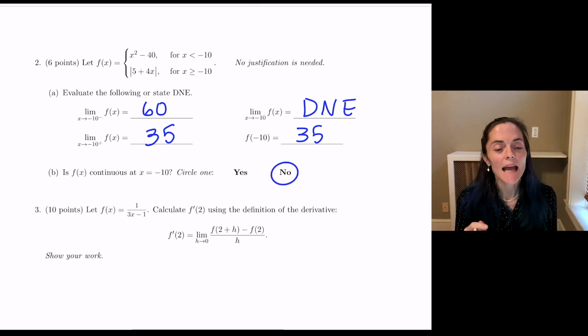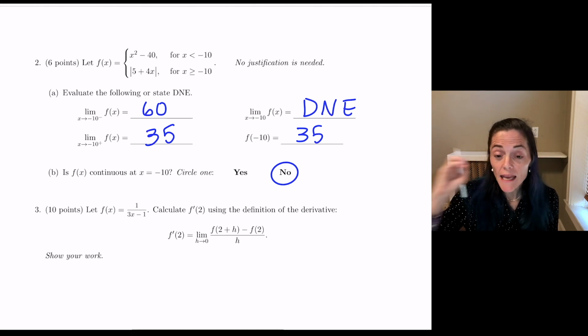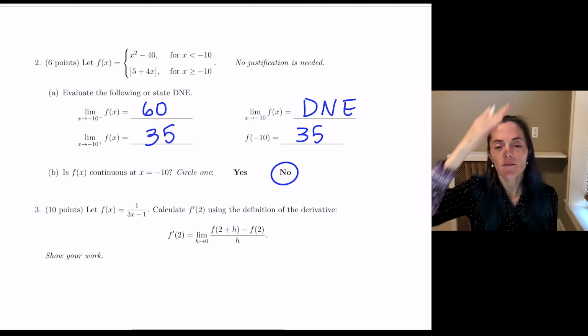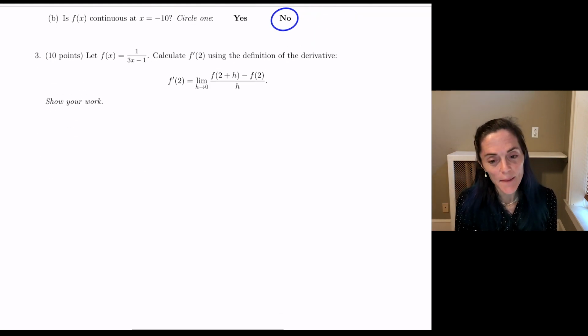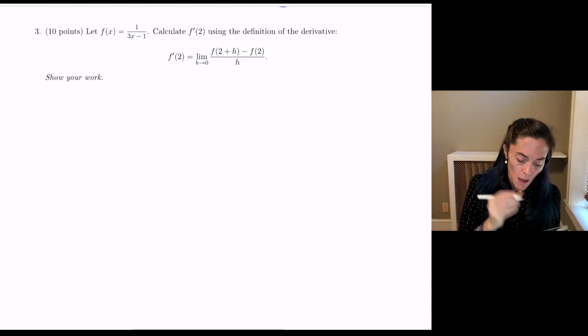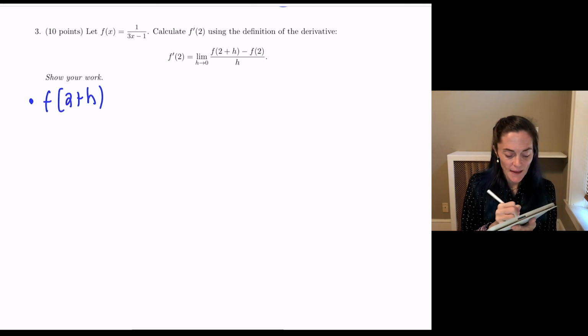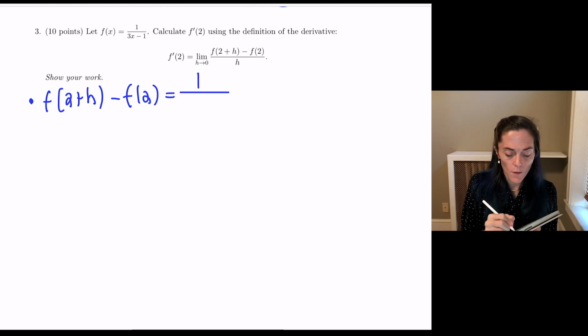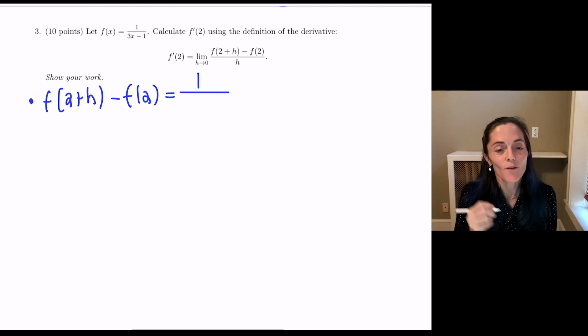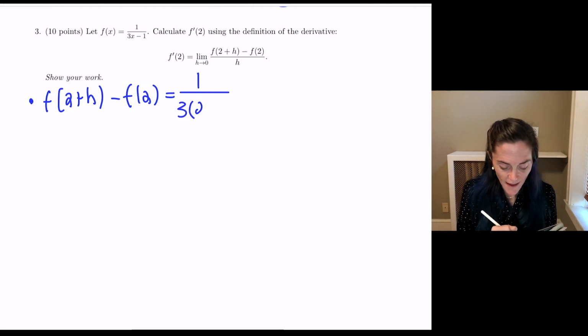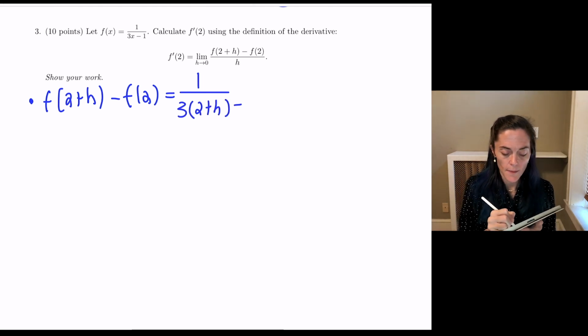Very nice. Now we have definition of derivative. We're given f of x is 1 over 3x minus 1. We want to find f prime of 2 using the definition. If we use rules here, we receive 0 points. So we absolutely must use the definition. What I do is start with the numerator, f of 2 plus h minus f of 2. Okay, 1 over. Now, we put in 2 plus h for the x. We have 3 times 2 plus h minus 1.